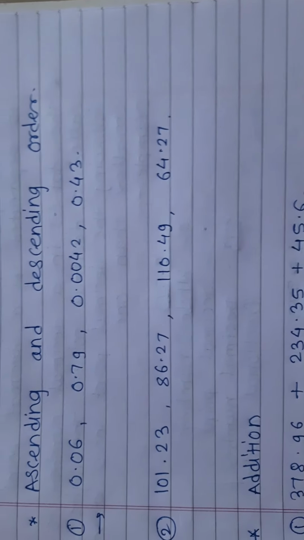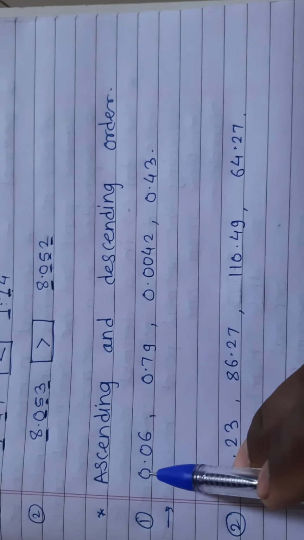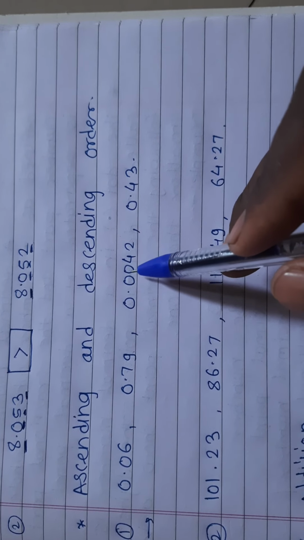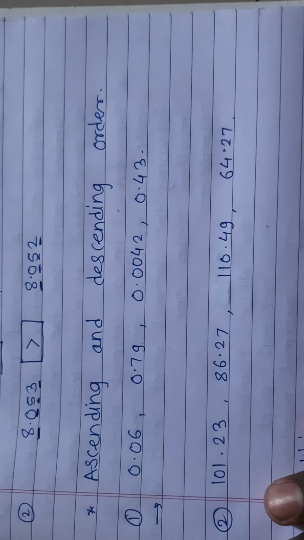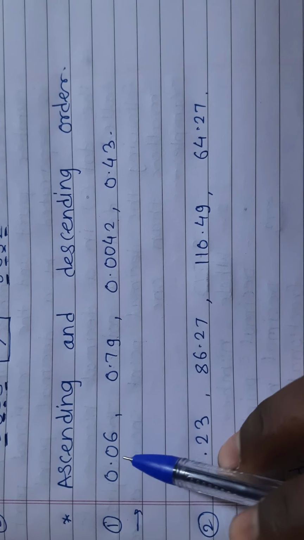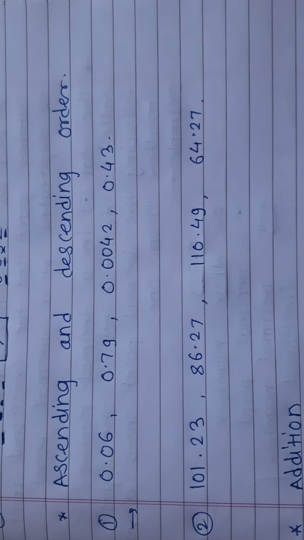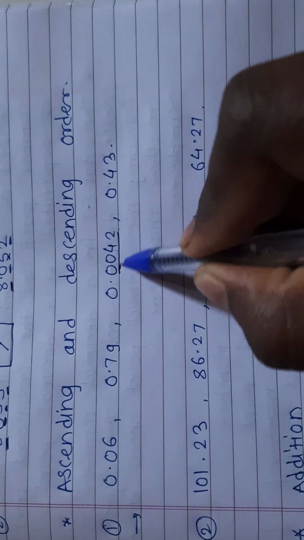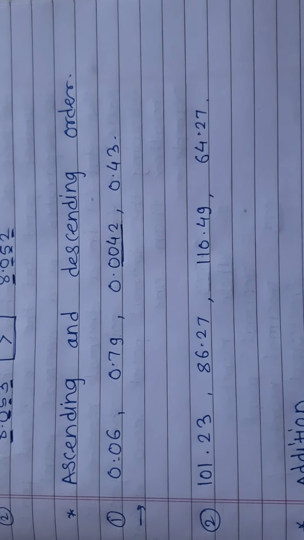Then ascending and descending order. First example: 0.06, 0.79, 0.0042, 0.43. The first step of this example is to transfer these decimals into like decimals. Why? Because here they are unlike decimals. So the maximum places available are 4. So these numbers transfer into like decimals.